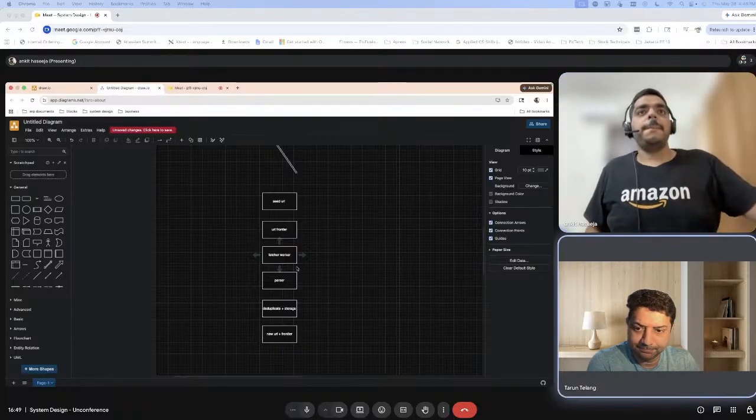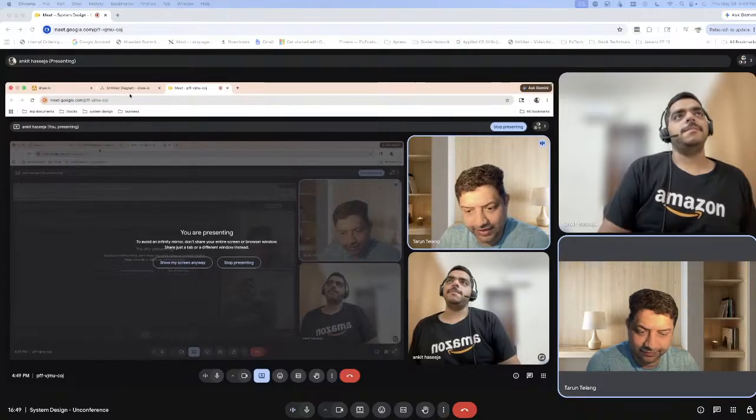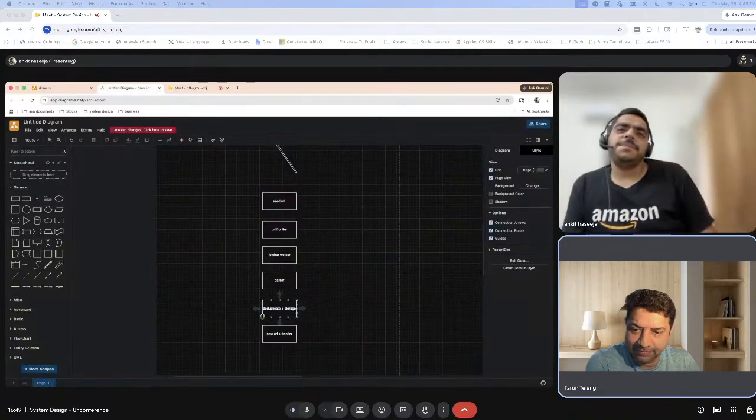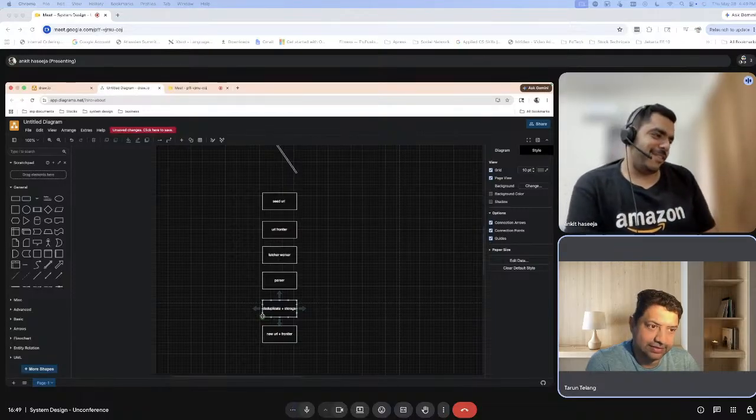Great, awesome. Perfect. So you have a seed URL, and then you have the URL frontier. The URL frontier will be the component which is the heart of this web crawler.